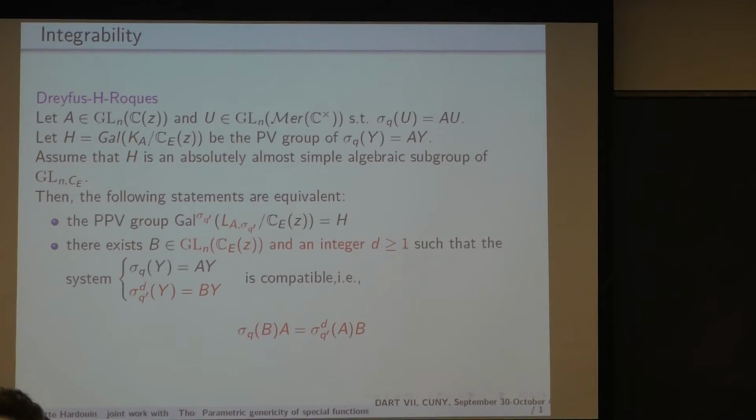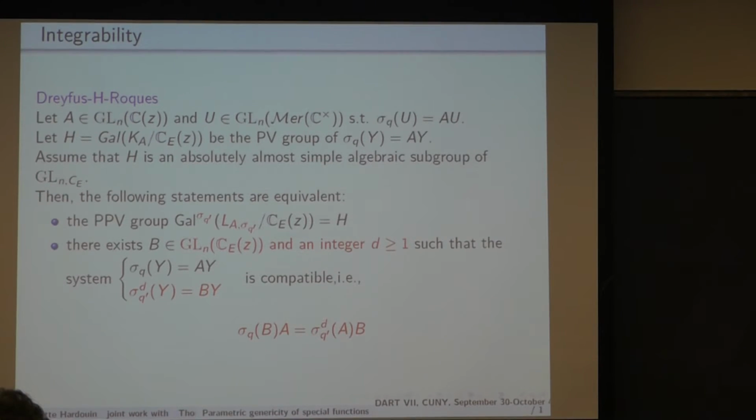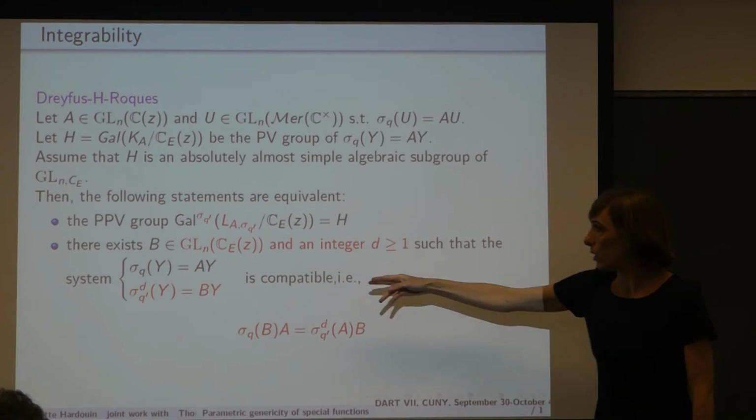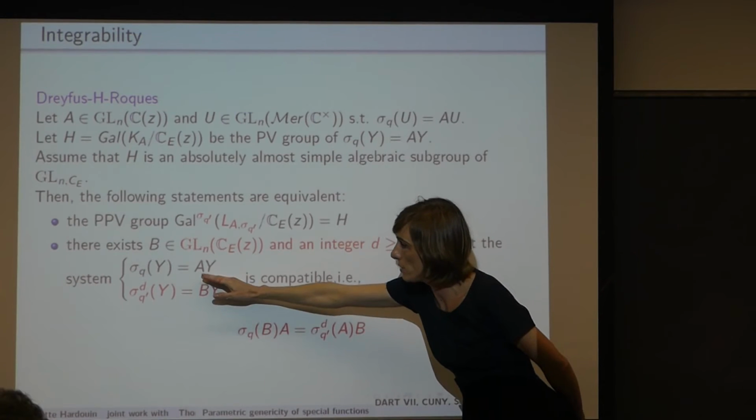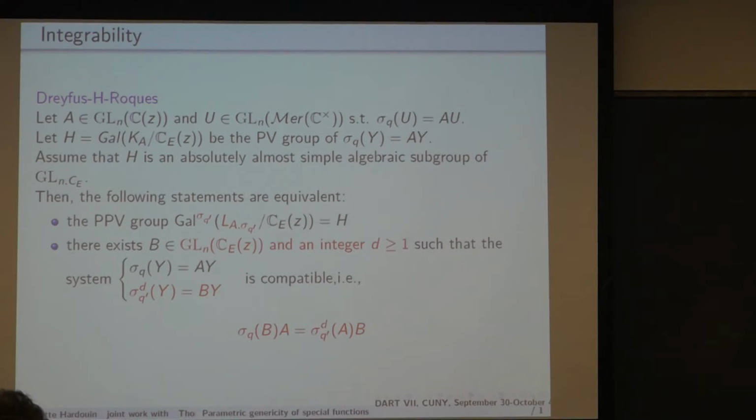So we find similar results for the Q prime parameter. I'm still assuming that my classical Galois group is an absolutely almost simple algebraic subgroup of GLN. Then I know that either my parameterized Picard-Vessiot group is the full group, or I can complete my initial sigma Q system with a sigma Q prime system in the following way.